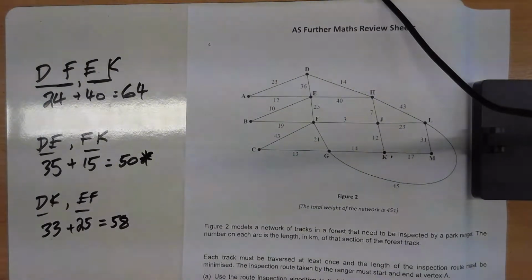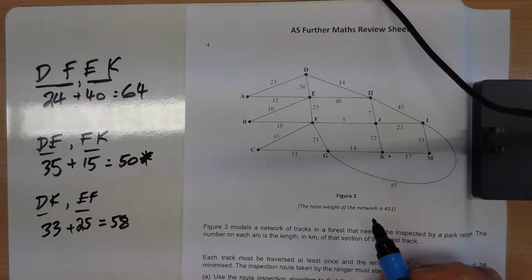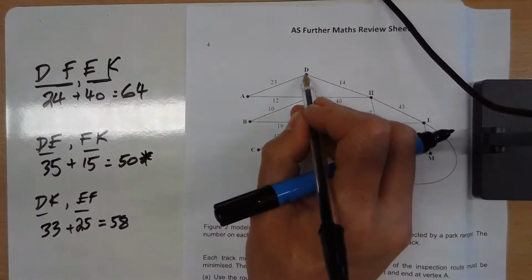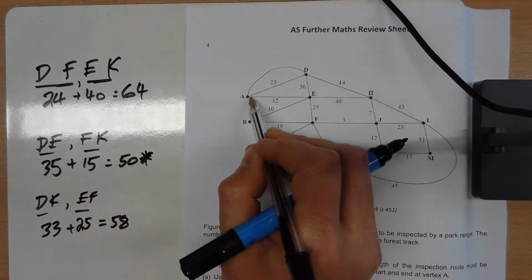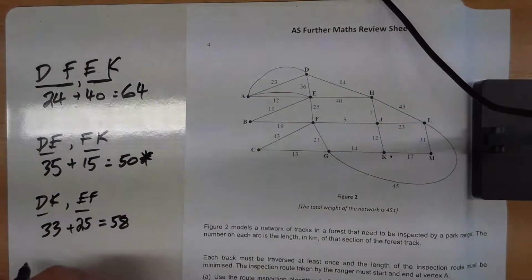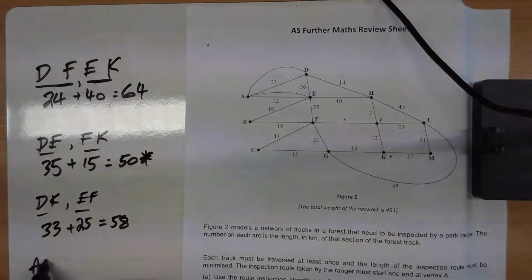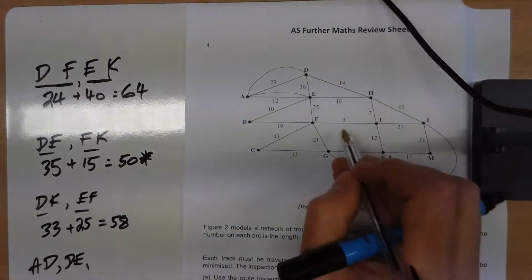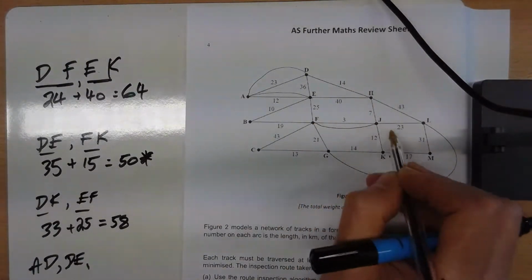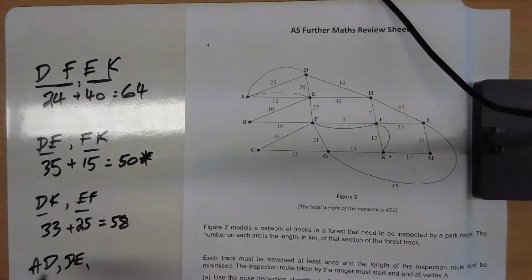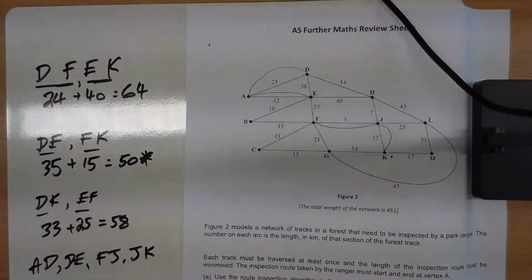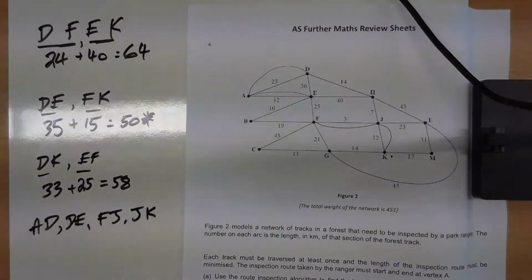What does it ask us to do? So D to E, so let's add these on to show you what we're doing. So we're adding that on extra and that on extra. So that's AD and DE. And then F to K we went via J, didn't we? So we were going there to there and there to there. So FJ and J to K. They're the extra bits that we were going to add on.